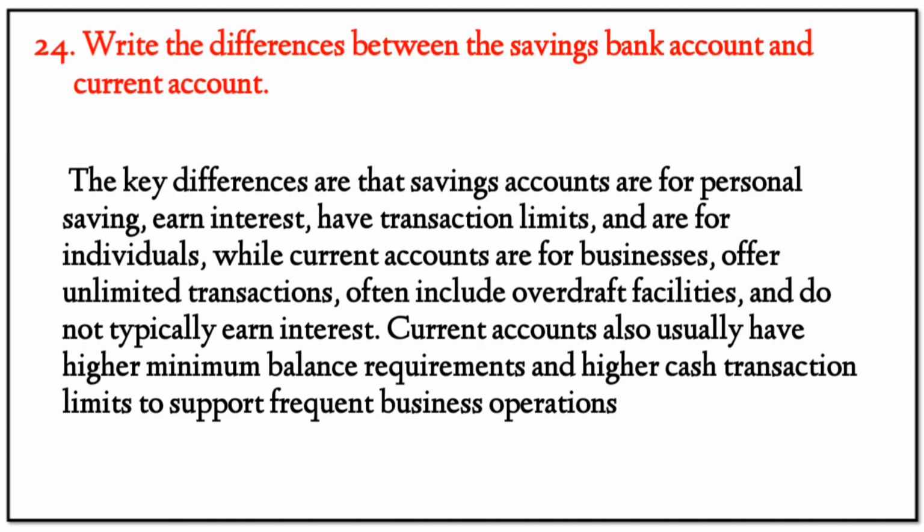Next, 24. Write the differences between a savings bank account and a current bank account. Answer. The key differences are that savings accounts are for personal saving, earn interest, have transaction limits and are for individuals, while current accounts are for businesses, offer unlimited transactions, often include overdraft facilities, and typically do not earn interest. Current accounts also usually have high minimum balance requirements and higher cash transaction limits, supporting frequent business and firm operations.